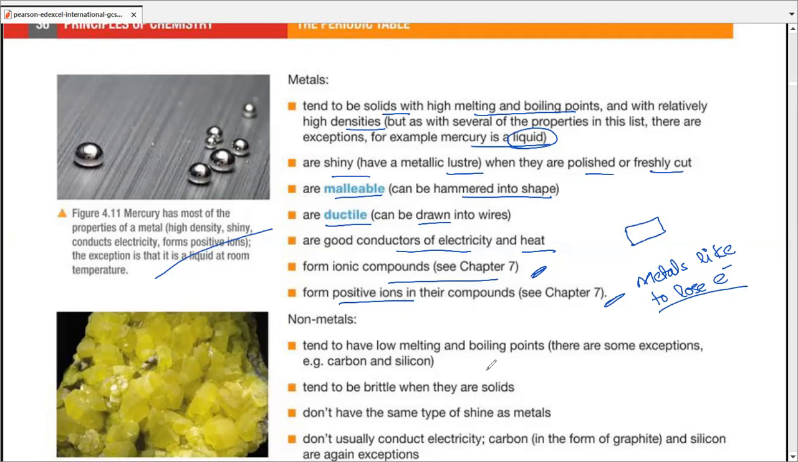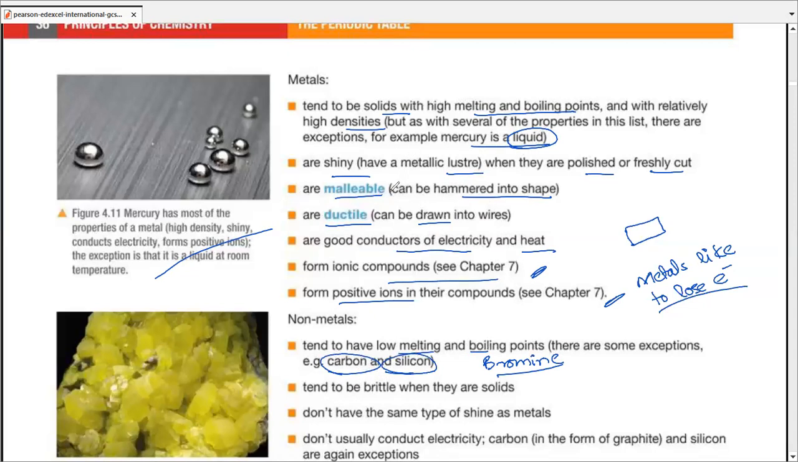Non-metals, on the other hand, would have an entirely different set of properties. To be exact, the opposite set of properties. If metals were mostly solids, non-metals are going to be mostly solids and gases. Some of them are solids, most of them are gases. If metals had high melting and boiling points, non-metals have low melting and boiling points. If metals had high densities, most non-metals have low densities. There was only one liquid metal on the list. There is only one liquid non-metal on the entire periodic table, and that is bromine. To this low melting and boiling point, the exceptions are carbon and silicon that we're going to discuss later too.